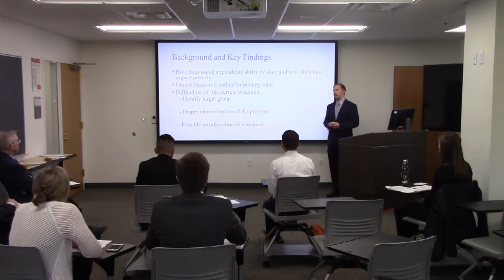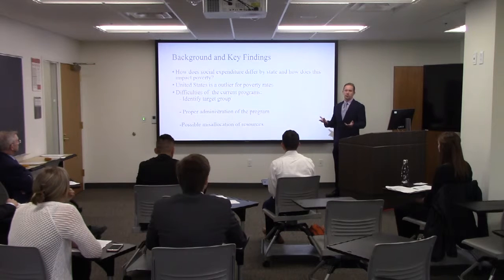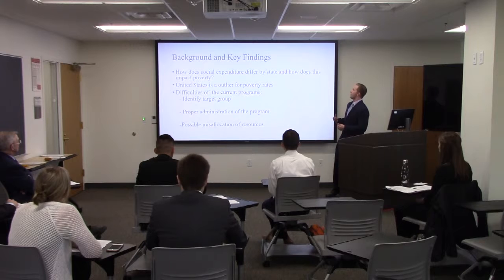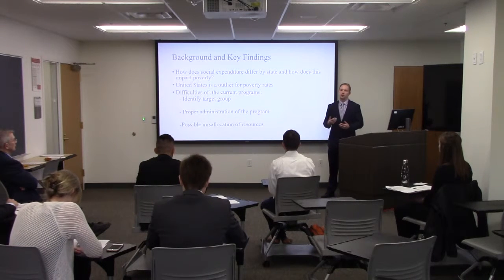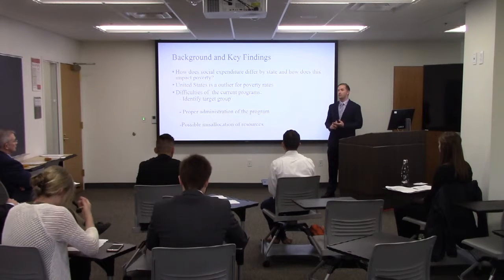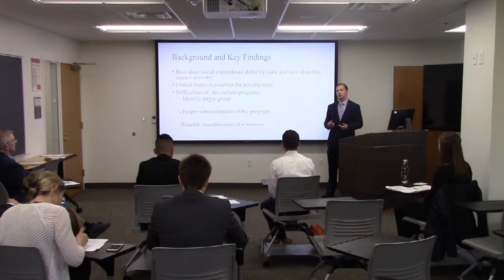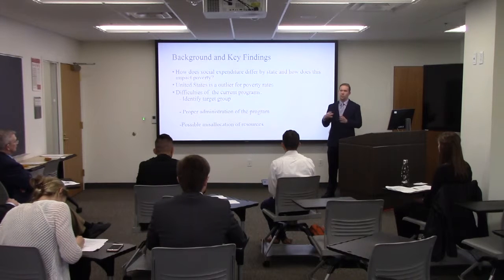So starting off with the background and key findings. When I was doing this project, the main question I wanted to ask is how does social expenditure differ by state, and how does this impact poverty? One unique thing about the United States compared to any other country around the world is the fact that one, we're so large, and two, our states are so different from one another. They're actually comparable to individual countries.